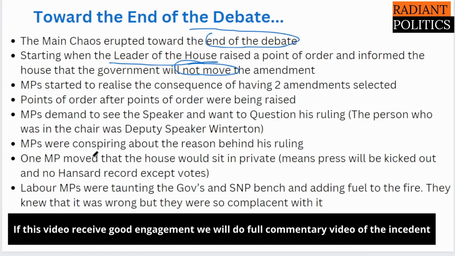MPs started to realise the consequence of having two amendments selected. This means that Labour's amendment will be put to vote first, instead of the owner of the day, which is the SNP's motion. MPs were worried because if they want to vote for the SNP's motion, which calls for a more rapid ceasefire, they will have to vote against Labour's amendment, which also calls for a ceasefire. If they vote against Labour's amendment, they can be accused by opponents, conspiracy theorists, or people who don't know the parliamentary procedure that they voted against and therefore don't want a ceasefire.